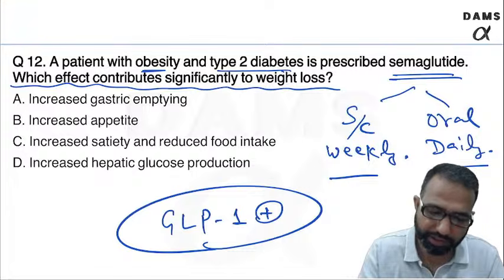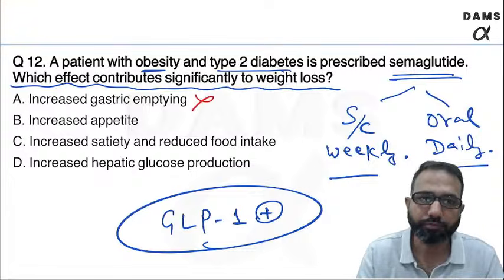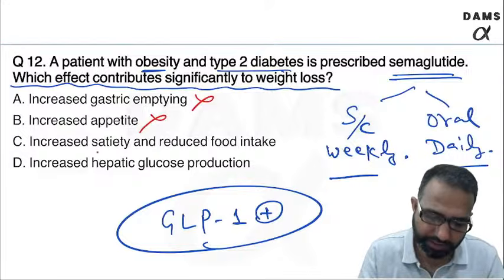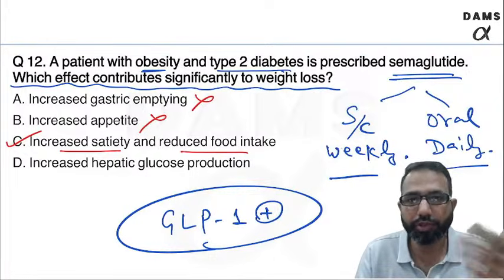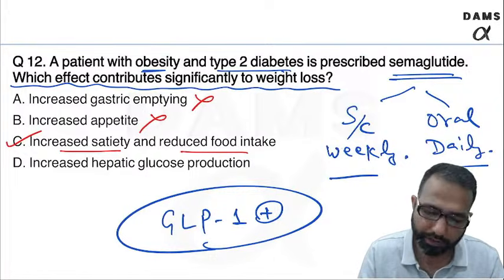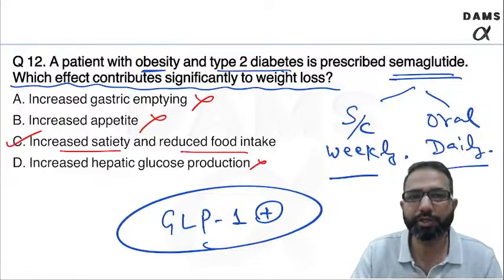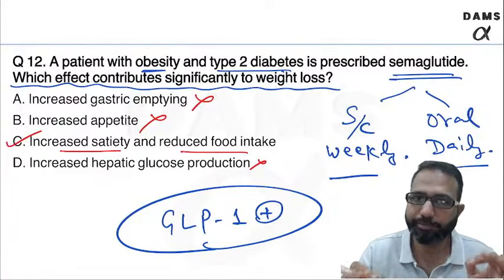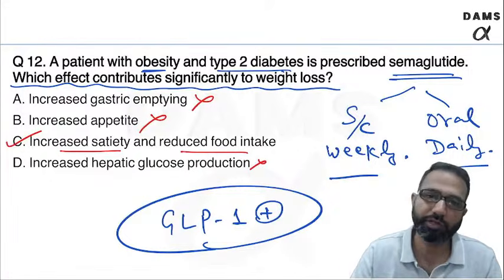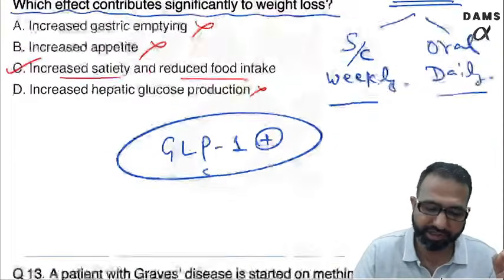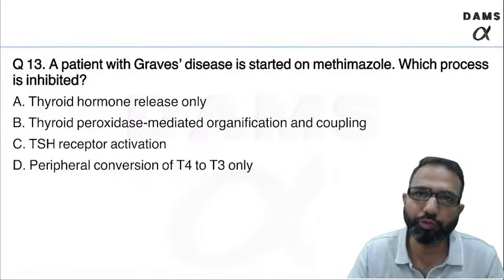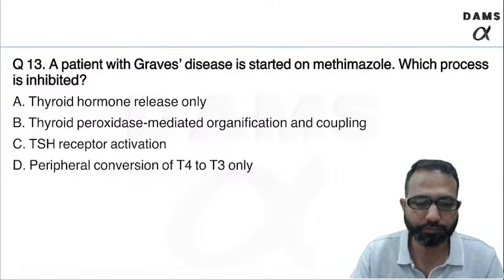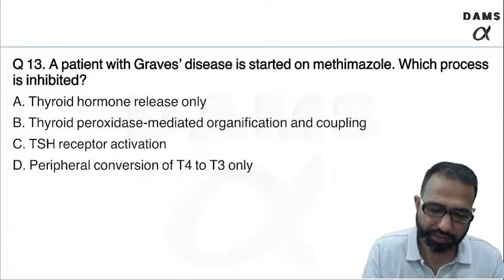Increase the gastric emptying? No, they slow the gastric emptying. Increase the appetite? No, they decrease the appetite. Increase the satiety and reduce the food intake, yes. But I also told you the multiple mechanisms. Increase the hepatic glucose production? No, that is metformin. So option C is absolutely correct, and that is approved as anti-obesity. One semaglutide, one tirzepatide: two drugs very important for anti-obesity. Tirzepatide is the dual mechanism, GLP-1 and GIP. Okay, let's see the next question.